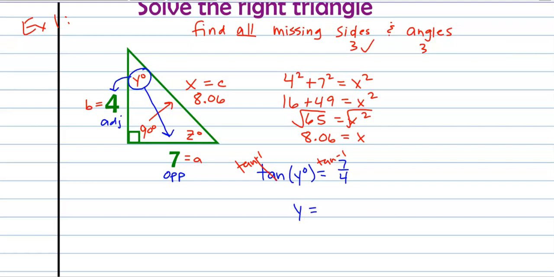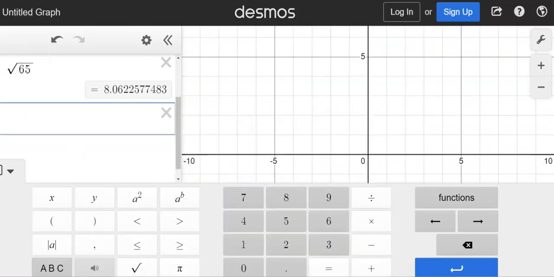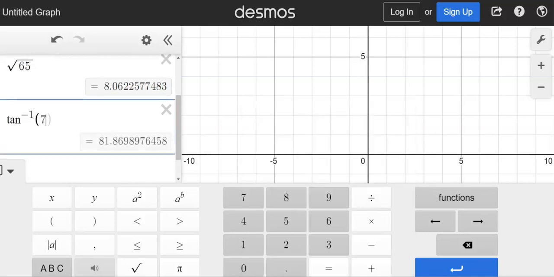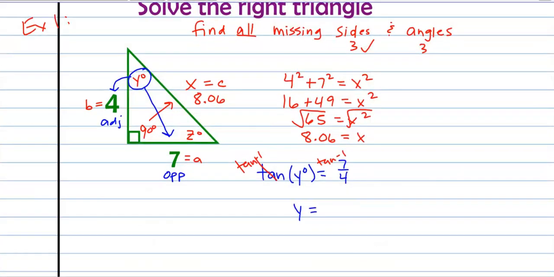So I'm going to go back to Desmos, inverse tangent of 7/4. So functions, inverse tangent, 7 divided by 4. And again, we'll just go to the nearest whole number. We'll just go to 60 degrees. All right, now the good news is we don't really have to use trigonometry again. We could if we wanted to, just to check our work, and maybe I'll do that on this one really quick.